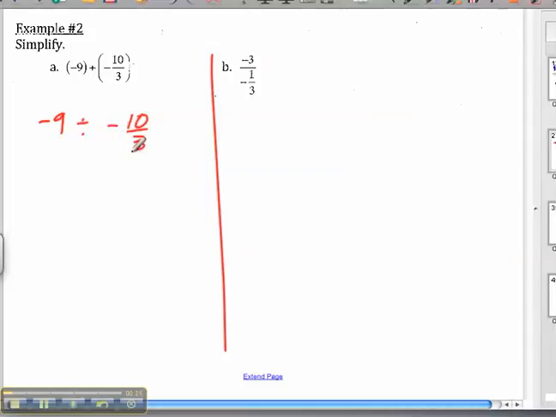Now, remember, division is multiplying by the reciprocal. So if I'm dividing by negative 10/3, I multiply by the reciprocal. I only flip the second one. I don't flip the first one. Please don't make that mistake. It's negative 9 divided by negative 10/3 is negative 9 times the reciprocal of negative 10/3, which is negative 3 over 10.